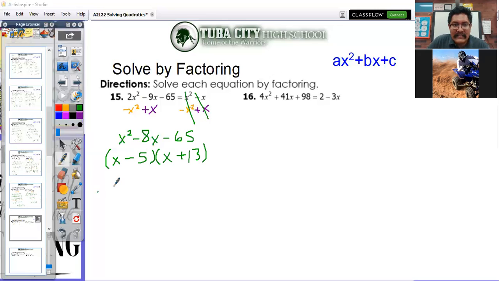So x times x is x squared. And this is going to be plus x times 13 is plus 13x, and we get negative 5x. And you notice that we get positive 8 because 13 minus 5 is positive 8. But this is a very simple fix. We got the right number, but we got the wrong sign. So let's go ahead and switch the sign. So yeah, this one will be positive and this one will be negative.